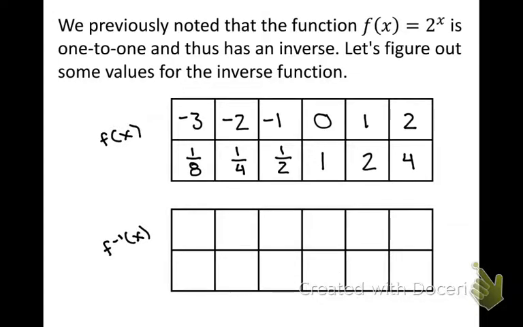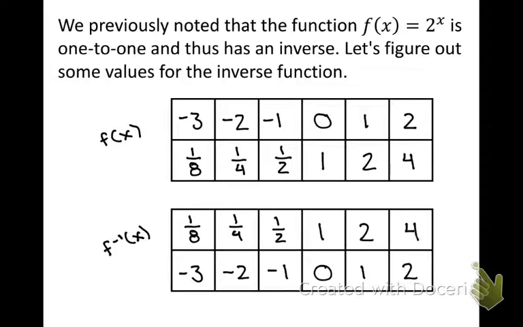That means I need to switch my x and y values. So my y values are going to become -3, -2, -1, 0, 1, and 2. And my corresponding x values are going to become 1/8, 1/4, 1/2, 1, 2, and 4. So remember that x, y pairing is reversing there, okay?